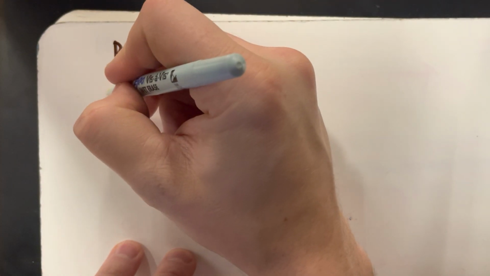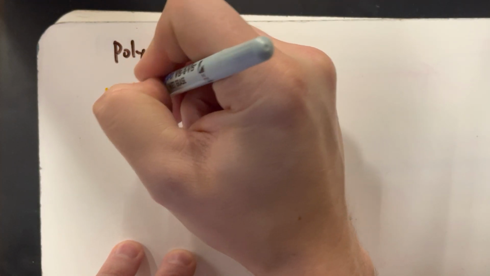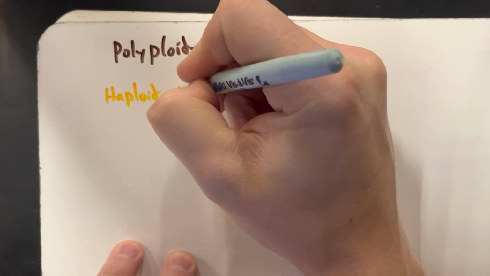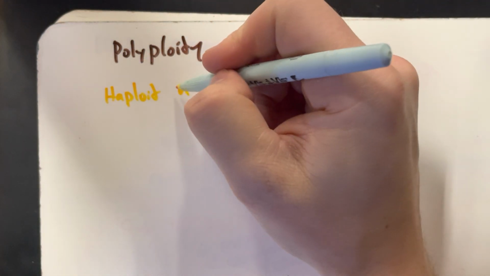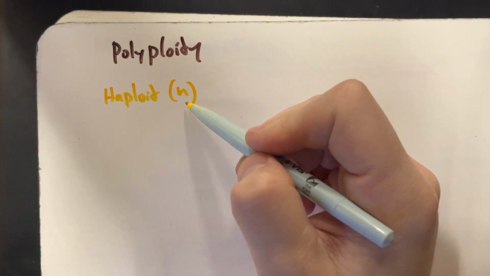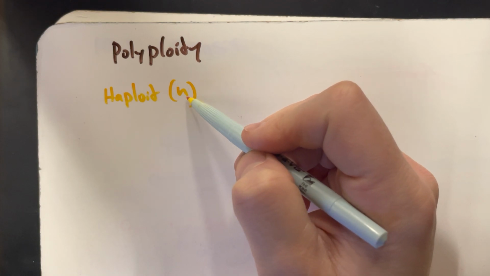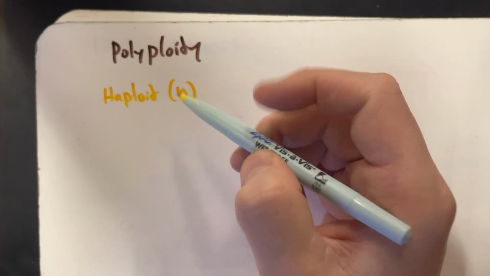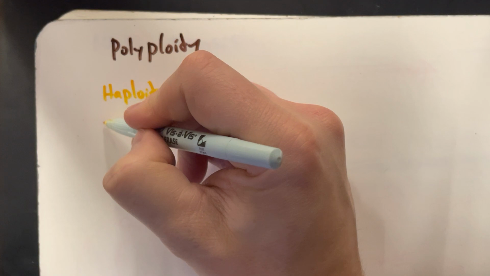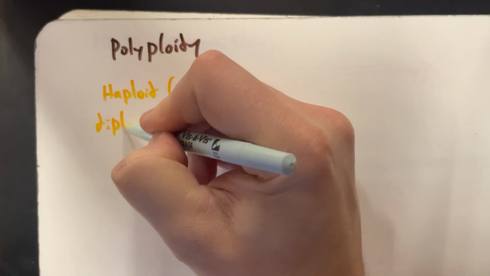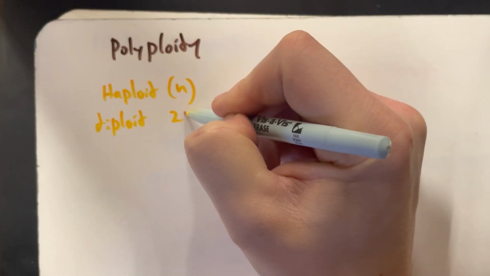So we already have a haploid. How many copies in humans? How many different chromosomes are in a haploid cell in humans? 23, yep. So we just consider 23 the N number for humans, and then we say they're haploid, so they have one copy of each. If they're diploid cells, they have 2N.